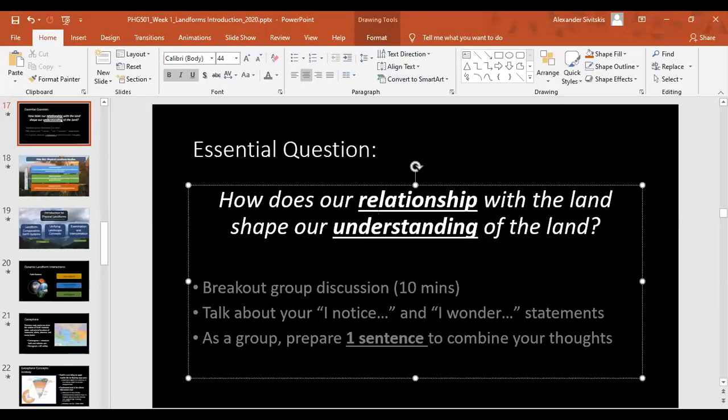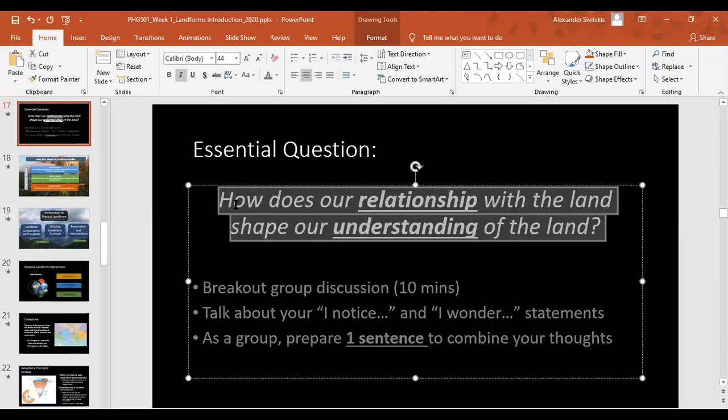Great. So check this out. This is our question, right? How does our relationship with the land shape our understanding of the land? So go again. How does our relationship with the land shape our understanding?